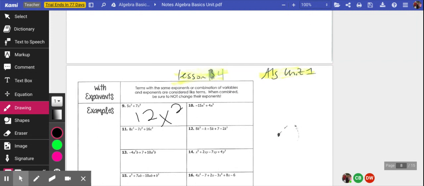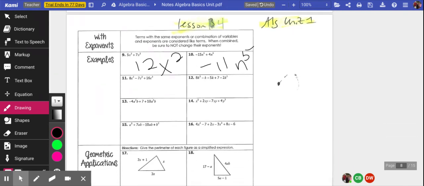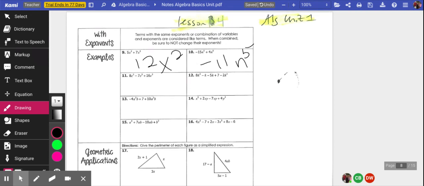squared. And since we're looking for the same variable and exponent, we don't change that once we add or subtract the coefficient. So same with this, n to the 5th is on both. So then we do negative 15 plus 4, which is negative 11. And then we're not going to change the thing that is the same on both of them. Okay, number 11. They're all c cubed. So we know we're not going to change the c cubed. And then you just go ahead and do 8 minus 7, which is 1 plus 16 is 17.